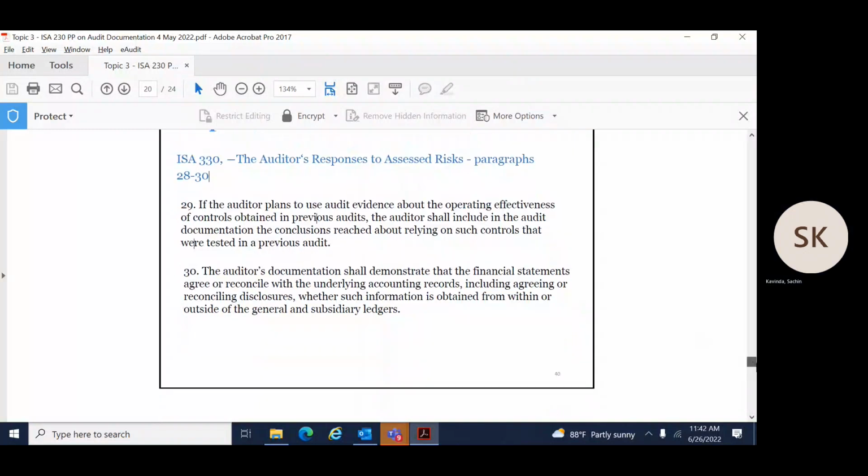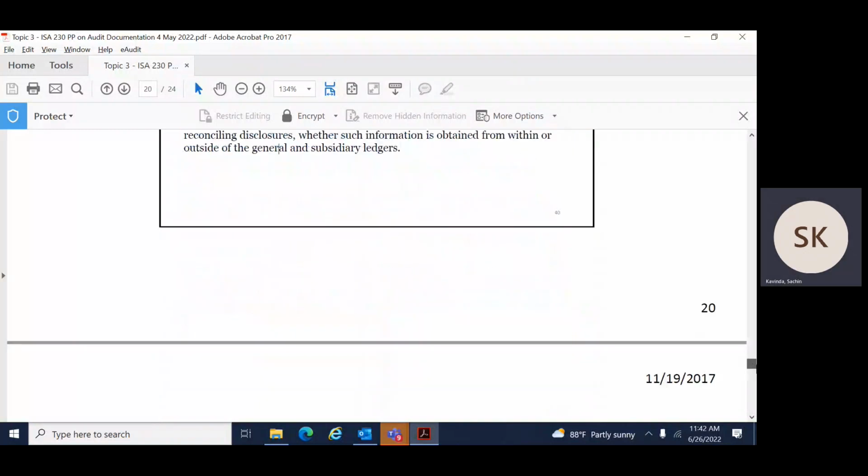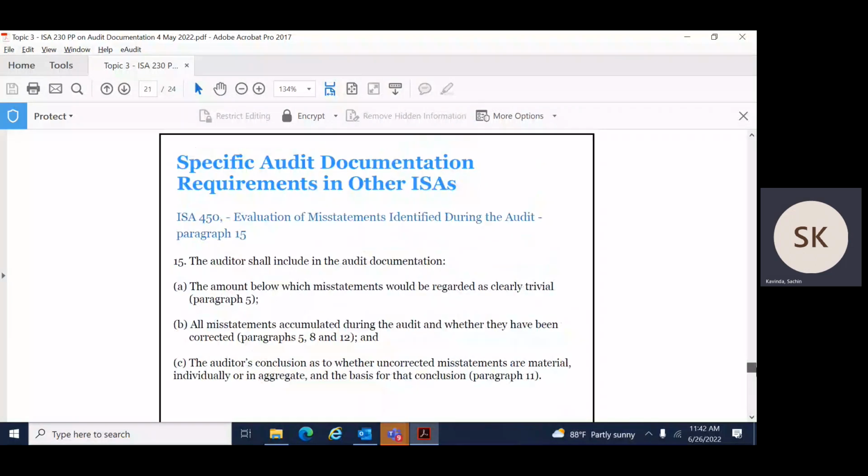And ISA 450, evaluation of misstatements identified during the audit. The documentation should include the amount below which misstatements would be regarded as clearly trivial, all misstatements accumulated during the audit and whether they have been corrected, and the auditor's conclusion as to whether uncorrected misstatements are material individually or in aggregate, and the basis for that conclusion.